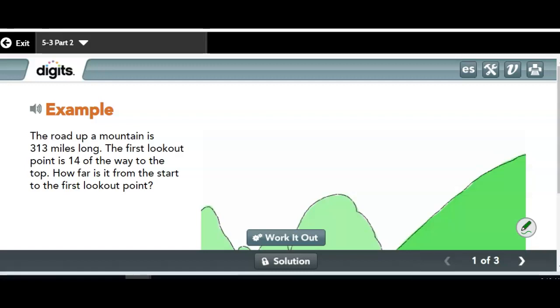Question number 1. The road up a mountain is 3 1/3 miles long. The first lookout point is 1/4 of the way to the top. How far is it from the start to the first lookout point? What operation are we doing here and why? Sean. Division. Okay. Anyone else? Ben? Multiplication.